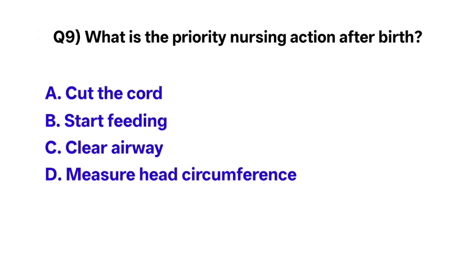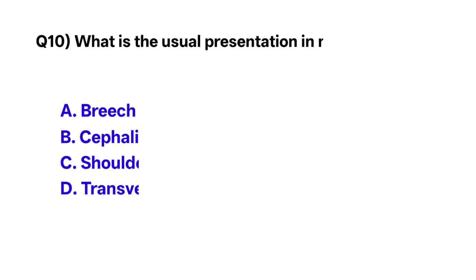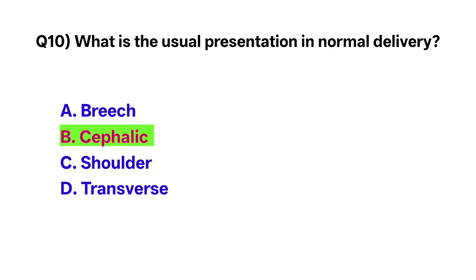Question number 9. What is the priority nursing action after birth? The correct option is C. Clear airways. Question number 10. What is the usual presentation in normal delivery? The correct option is B. Cephalic presentation.